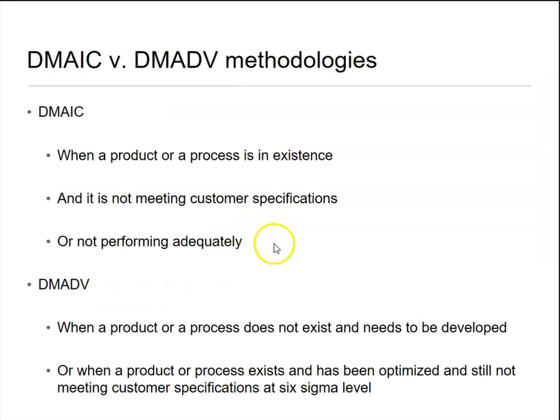So what's the difference between the two? Well, the DMAIC we use when a product or process is in existence, and it's not meeting customer specifications or it's not performing adequately. And we use the DMADV when a product or process does not exist and needs to be developed, or when a process is so bad that it has been improved and has still not been optimized in meeting customer specifications. Then you would redesign the process and go into the DMADV.